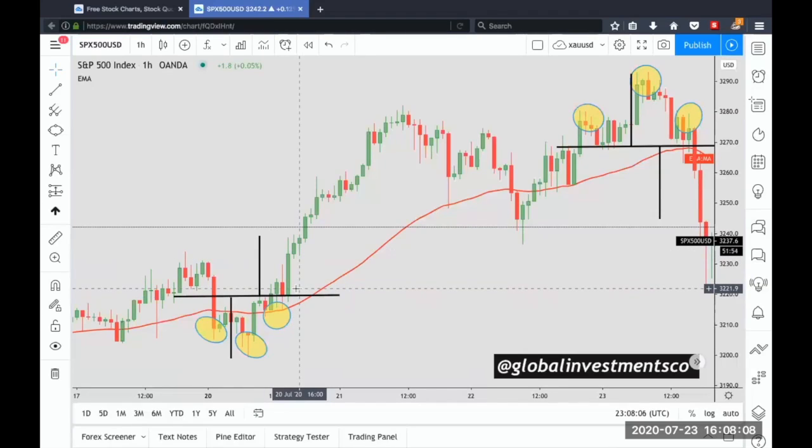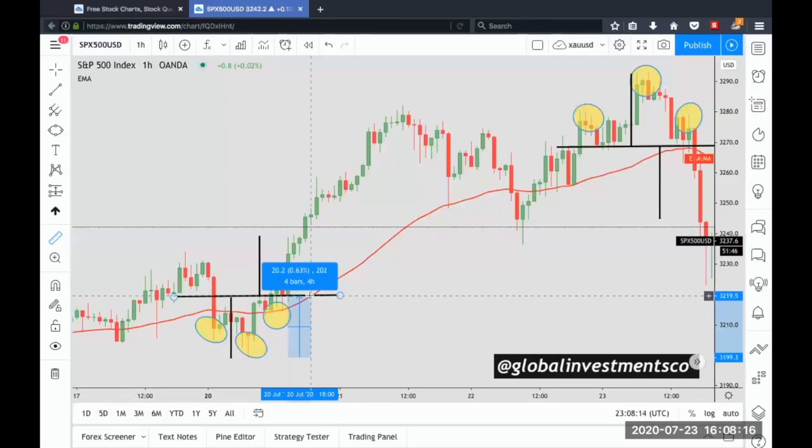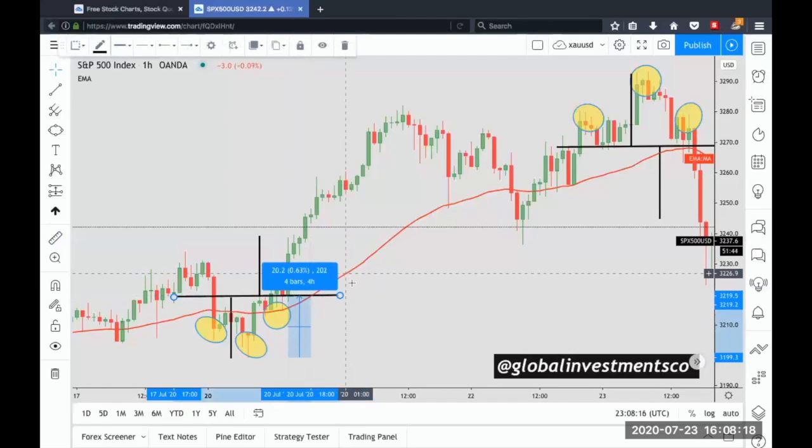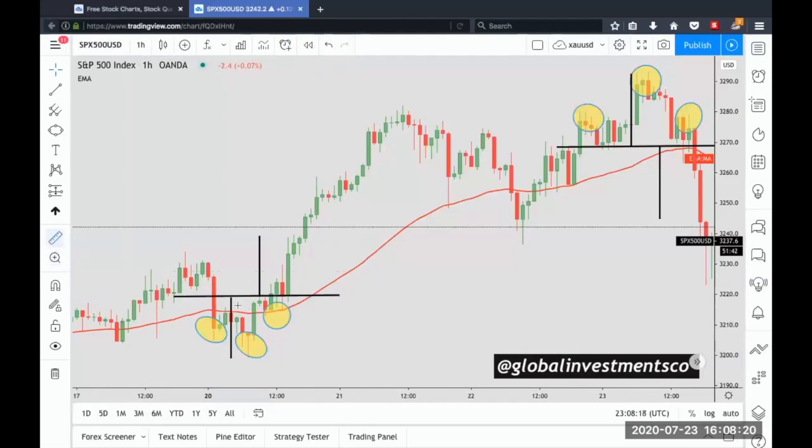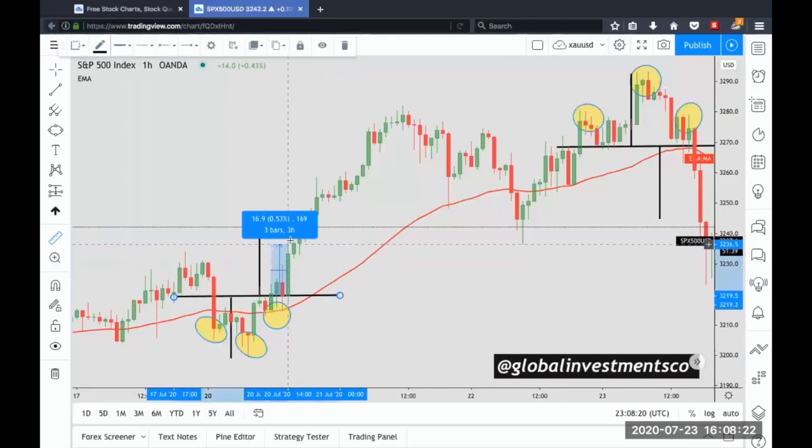And another thing from the example before is you can measure from the head to the neckline, and then the neckline all the way to where our take profit is going to be. So on this example, we would have gotten a solid 20 pips out of this trade. At a dollar lot, that would be a $200 profit.